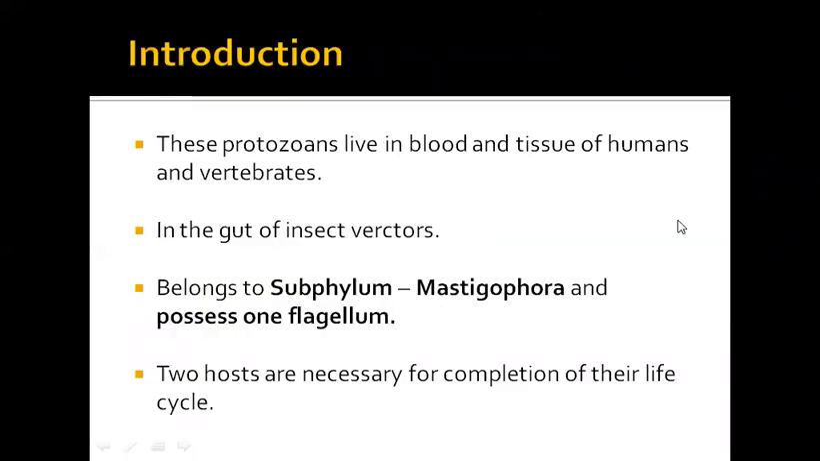Trypanosoma are protozoa. These protozoa live in the blood and tissue of humans and other vertebrates, and they can also be found in the gut of insect vectors. They belong to subphylum Mastigophora, as we've just seen, and they possess one flagellum. They require 2 hosts to complete their life cycle.